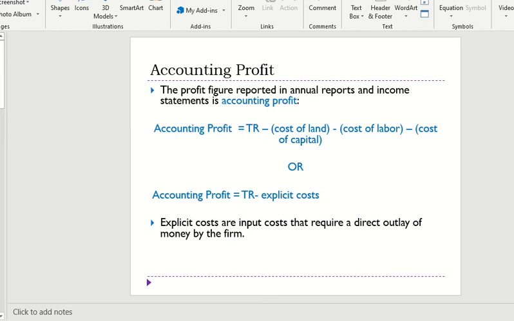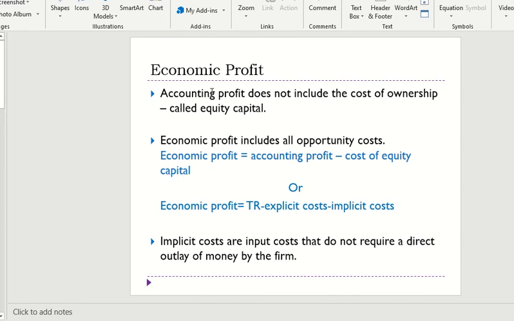But when it comes to business decisions or economic decisions, accounting profit is not always the best guide. Accounting profit does not include the cost of ownership or the cost of equity capital. So when resources or skills are allocated to a business, we have to consider the alternative. These resources and skills could have been used in other businesses, could have been used elsewhere. So by allocating resources and skills in this particular business, the owners of these resources are giving up something elsewhere. These are what we call the opportunity costs.